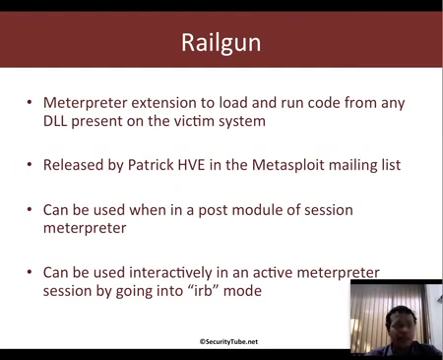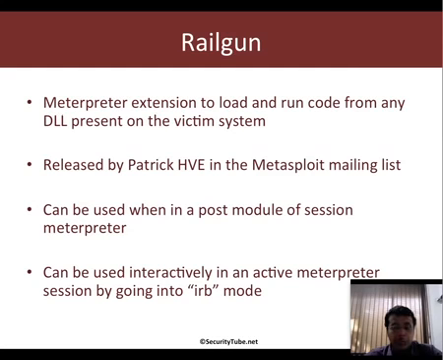So what is Railgun? Railgun is a Meterpreter extension that allows you to load and run code from any DLL present on the victim system. This can be native DLLs which ship with Windows, or something you may upload on the victim system, or DLLs which are available with installed application programs. Railgun was released by Patrick in the Metasploit mailing list, and since then has had a high rate of adoption among people writing Meterpreter scripts in the community.